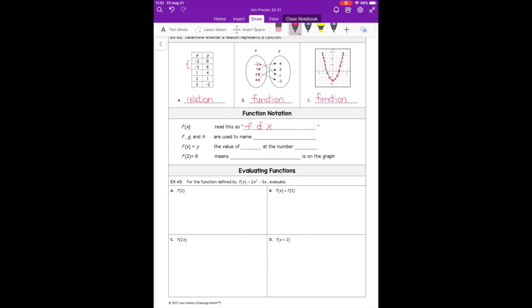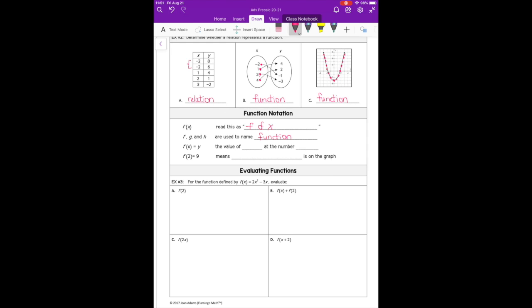F, G, and H. So f of x, g of x, h of x, all of those are the same. It's just the name of the function, so don't stress about that. It's to clarify that function A is different than function B. So f of x and g of x, that type of thing.